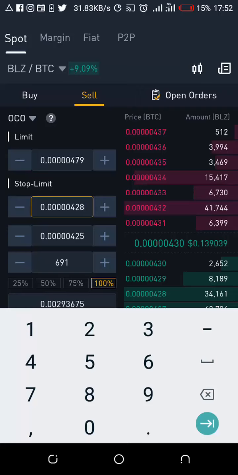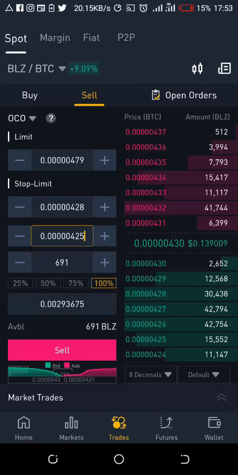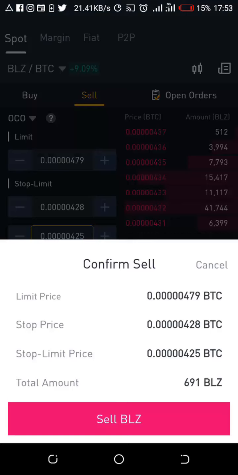Then if it gets below this, or exactly to 428 Satoshi, then it should be placed on the order book to sell 691 BLZ at the rate of 425 Satoshi. So we click on what? Sell. Then look at it here.